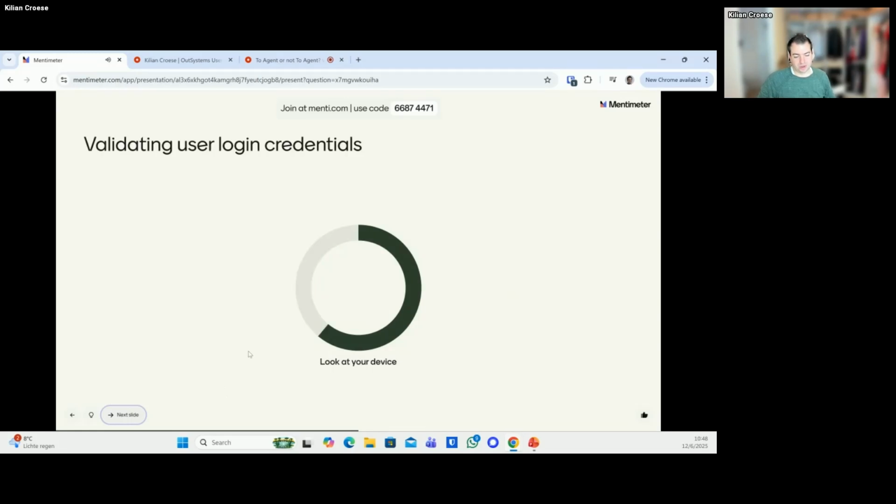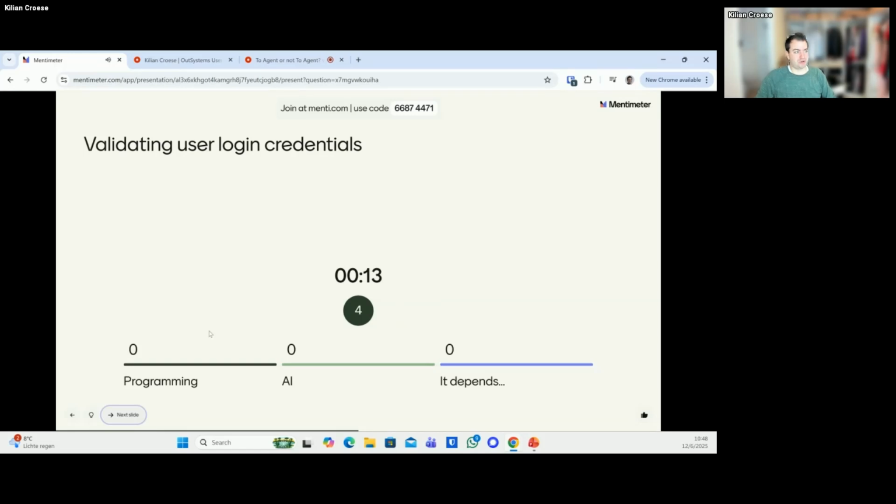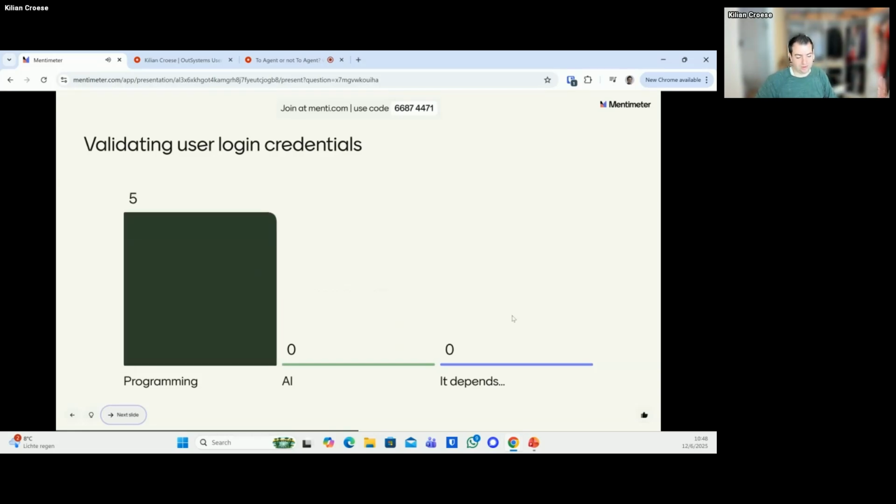Next question. Validating user login credentials. So, hey, is this login correct or not? Would you ask that to an AI? Would you do it with programming? So just the credentials, right? Not location where you're from or whatever. Yeah, pretty clear case for programming.